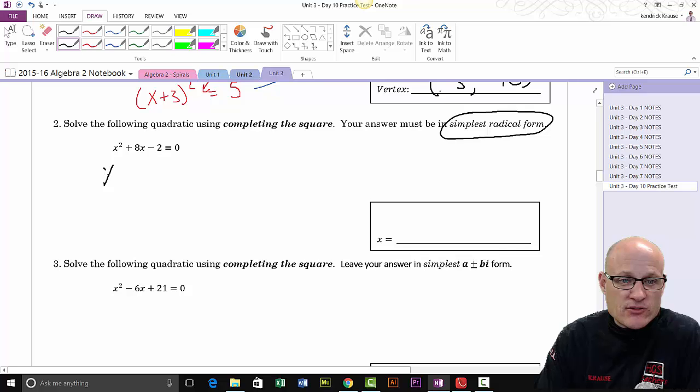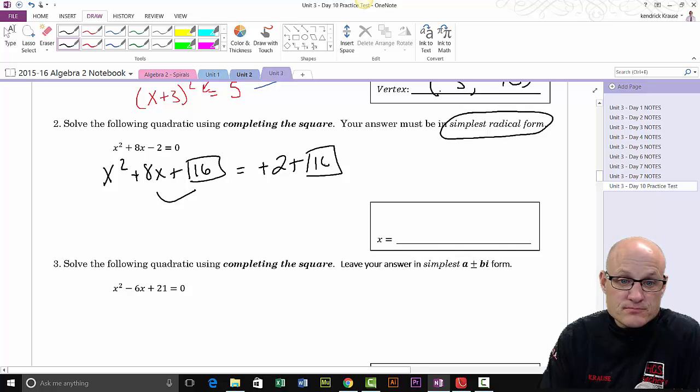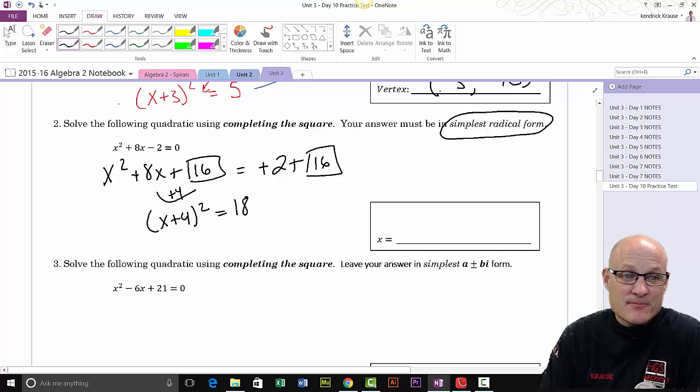So I get x squared plus 8x plus square equals positive 2 plus square. Half squared is 16, and because it's positive 4, what I get is x plus 4 squared equals 18.